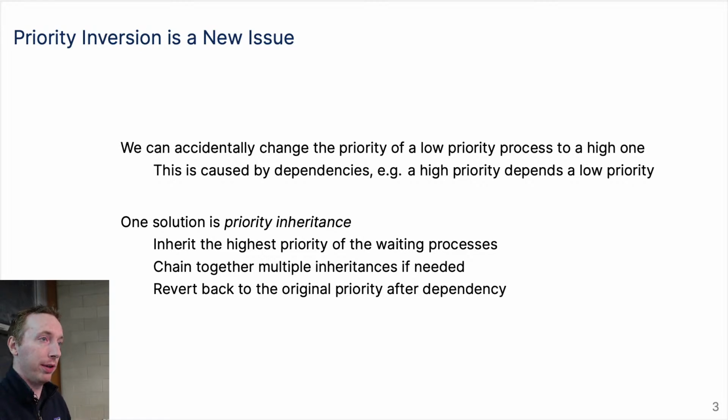One solution to this is something called priority inheritance. If one process is doing something dependent on another, you inherit the highest priority of the two processes. And then, of course, you could recursively do this to chain priorities together, so that if you have a dependency chain, they all have the highest priority. That way, you can hopefully resolve that dependency. And then whenever that's solved, everything can reset to its original priority.